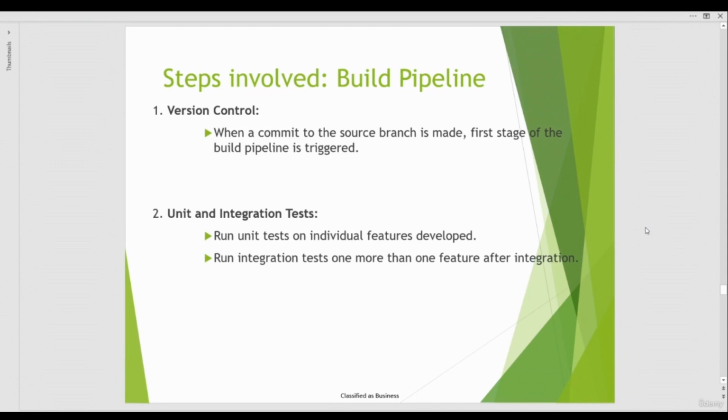Then you have the unit and integration test stage. In this stage, you will have some framework integrated for unit testing. Then you will write unit tests, and individual features are developed and tested. Then the next one is integration test. When we integrate one or more features, more than one feature together, and it is tested through the TDD approach, then it is called integration test. So in the build pipeline, only your unit test and integration test will execute.